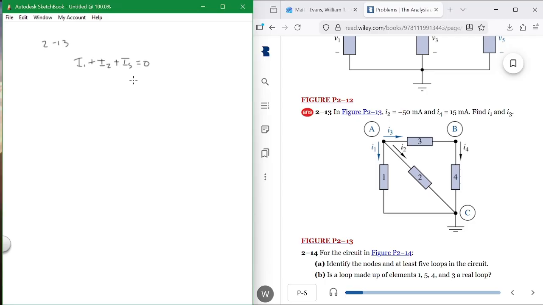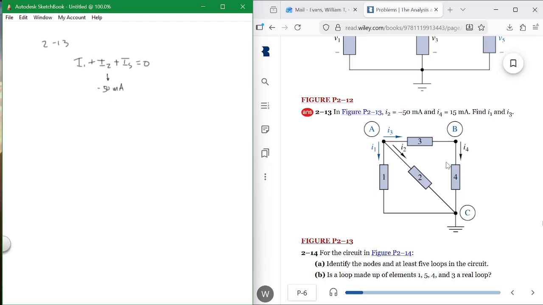Is that right? And that would be, so in that case, I2 is equal to minus 50 milliamps. So I2 is really going into that node at 50 milliamps.